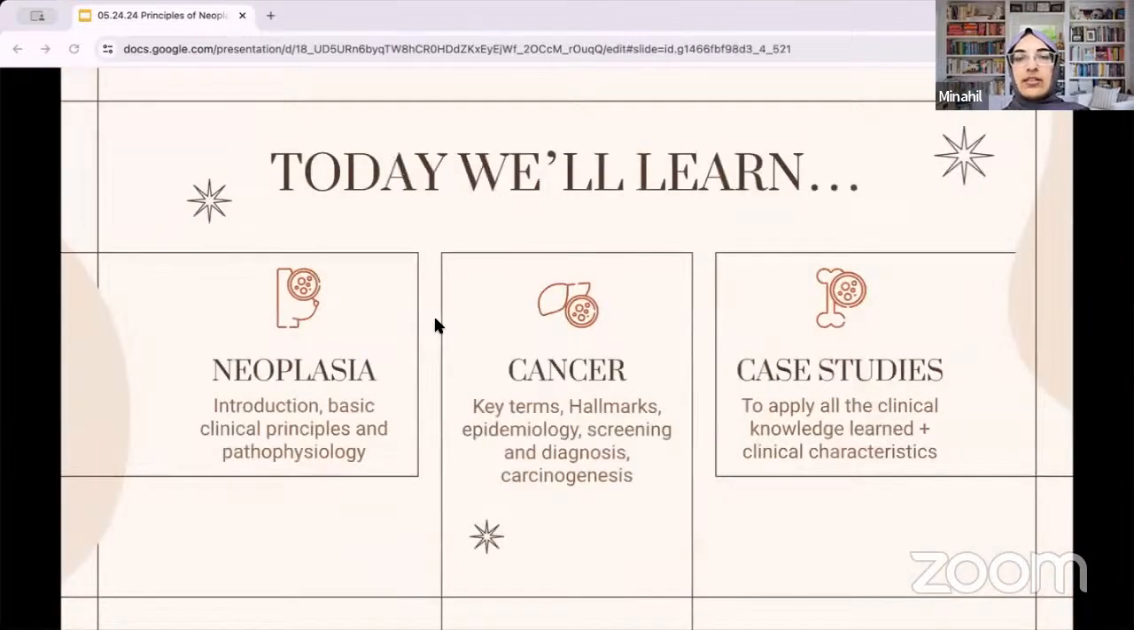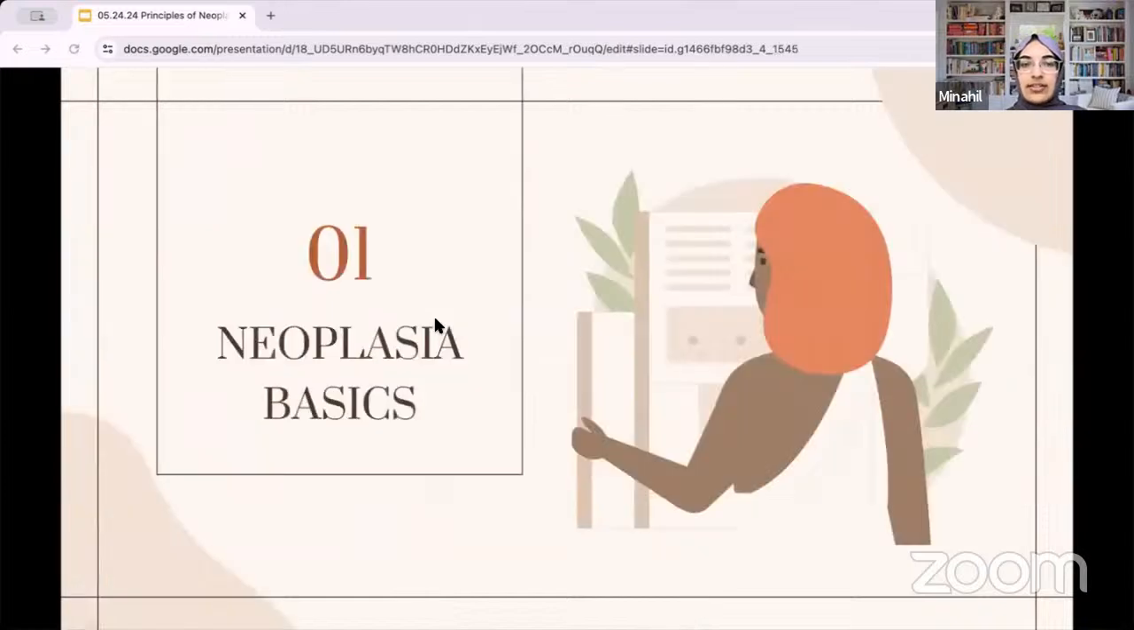Today we're going to be learning about neoplasia, cancer of course, and its epidemiology, carcinogenesis, the hallmarks of cancer, and also the clinical characteristics of cancer, including how it's diagnosed versus how it's screened for. Finally, we'll go over a case study to apply the knowledge we've learned from last week and also this week. All right, so let's get into neoplasia basics.